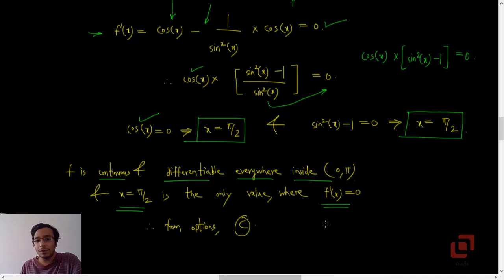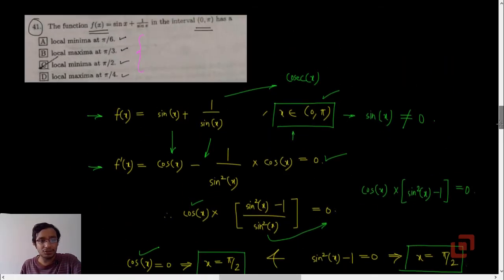We should now not worry about the second derivative, because if you look at the options, pi by 2 appears only once. Nowhere else do you see pi by 2. We have pi by 6, pi by 3 and pi by 4. So we need not investigate this function further and find f double dash of x. We should not apply the second derivative test, to save our time. Our job is done. Local minimum at pi by 2.